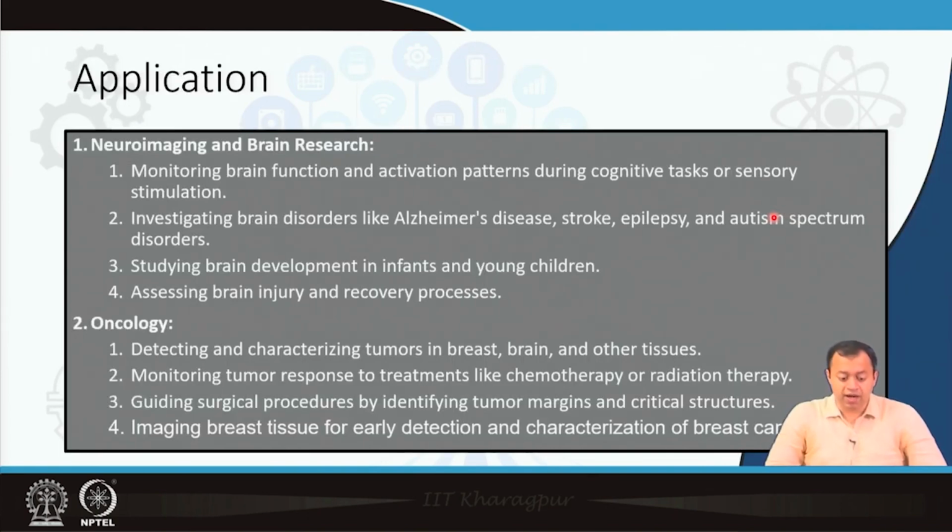So, several applications: monitoring brain functions and activation patterns during cognitive tasks, investigating brain disorders like Alzheimer's disease, studying brain development in infants and young children. It has also found application in cancer detection, oncology, detection and characterization of tumors in breast, brain and other tissue, monitoring tumor response to treatment like chemotherapy, guiding surgical procedures by identifying tumors, margins and critical structures, imaging breast tissues for early detection and characterization of breast cancer.